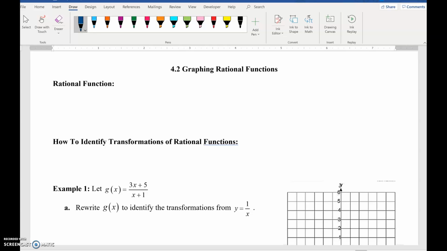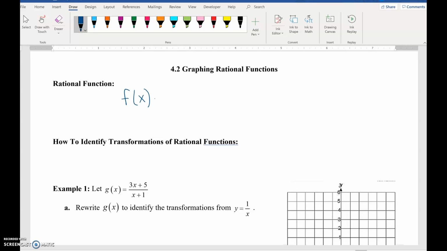Today we're going to continue chapter 4, which today we are going to look at rational functions. So in 4.1 we looked at reciprocal functions. Now we're going to look at rational functions. And so we're going to start again with a definition. So rational function, what is that?